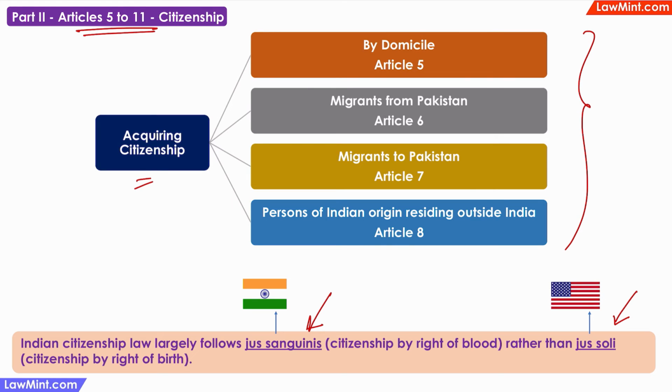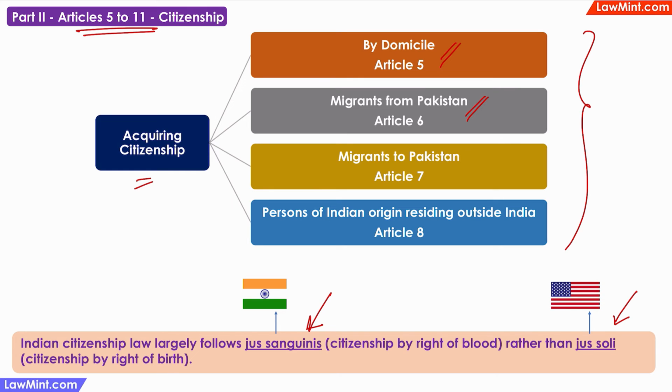Article 5 covers citizenship by domicile. It says that when the Constitution was commenced, if a person was born in India, or if either of the person's parents were born in India, or if the person was ordinarily resident in India for at least 5 years before the commencement of the Constitution, then the person will be a citizen of India.